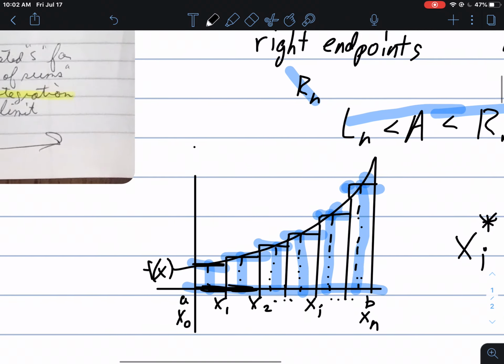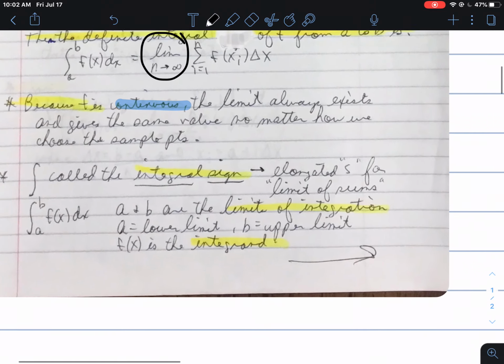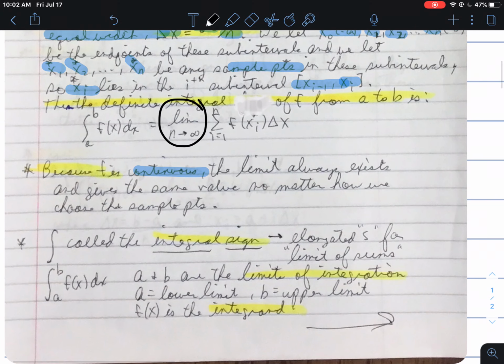But if the number of rectangles approaches infinity, and think about what happens again to those rectangles, the width of each rectangle is getting smaller and smaller and smaller. The width is approaching 0. And so at some point, it doesn't matter what value you choose over each subinterval, the height of the rectangle is always going to be the same, because the rectangle's width is approaching 0. And so when you calculate an integral, you're always going to get the same value, right, in terms of this limit as n approaches infinity. So it doesn't matter what sample point you choose.